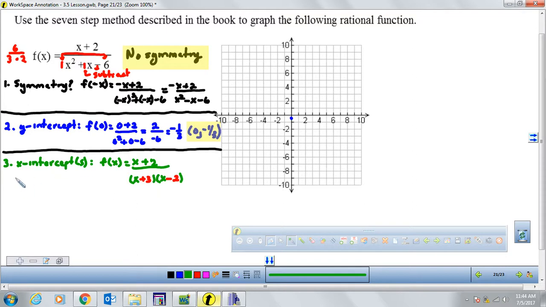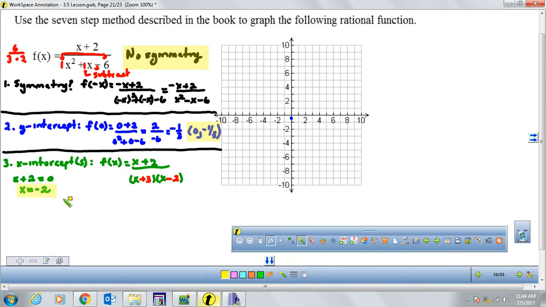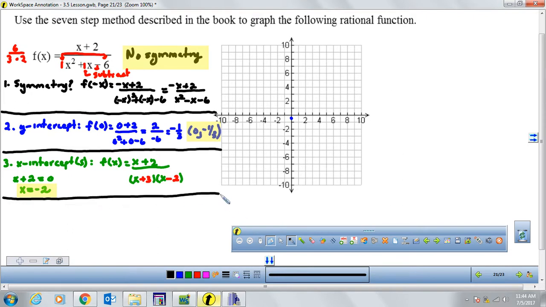Okay. So how do we find the x-intercepts? We just have to find the zeros of the numerator. So we set the numerator equal to 0 and solve for x. That gives us x equals -2. This is where the graph is going to cross the x-axis. Let's plot that on the graph. x equals 2, right here. Oh, not 2, -2. Right? x equals -2, right here.